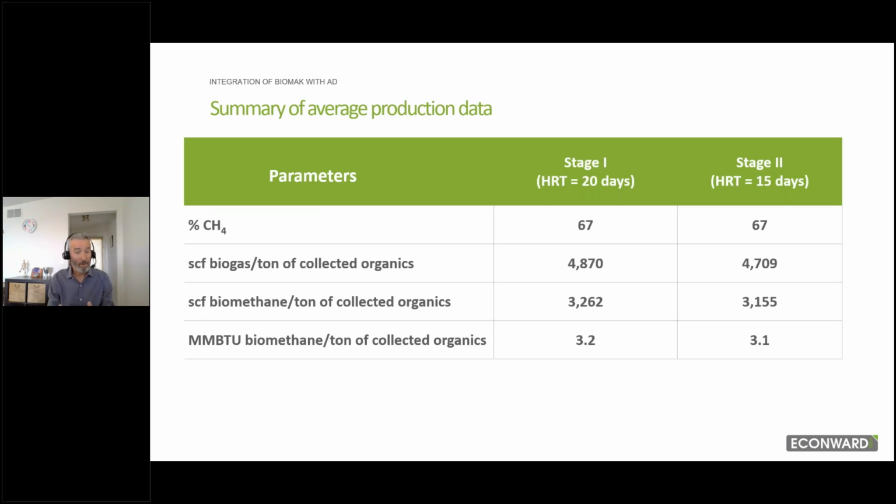So this is a summary of our average production data. Now we are not only saying, hey, we got a high biomethane content, we are saying, hey, we have a large amount of biomethane per ton of collected organics. We are getting over 3,000 cubic feet per ton. We are getting over 3 MMBTU per ton of received organics. And this ton of received organics is the contaminated organics. Remember that organic that had 77% organics only. Think about it. Pull your pen and paper and start doing calculations. 3 MMBTU per ton of collected organics. Next slide, please.